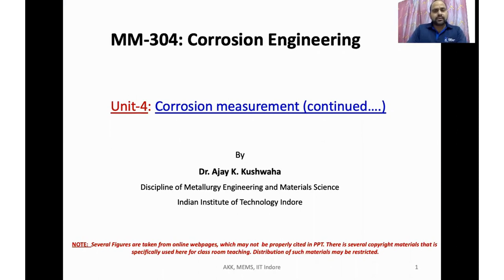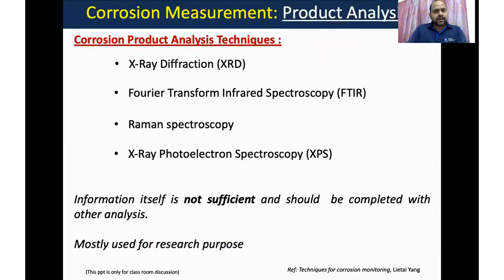Today we are going to talk about spectroscopic tools that can be utilized to analyze the corrosion product. A few of them can be named as X-ray diffraction, commonly known as XRD, Fourier transform infrared spectroscopy, FTIR, Raman spectroscopy, and X-ray photoelectron spectroscopy. The names are, I think, already well known to you.